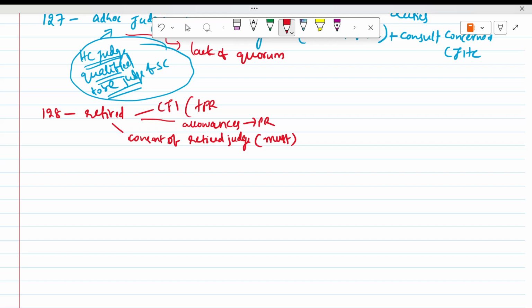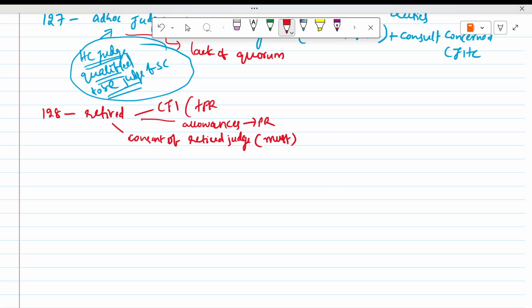Who will decide the allowances for this retired judge? The president will decide the allowances. Allowances means you have to take them out of the consolidated fund. So the president has to give permission. Otherwise, no, you cannot take. That is Article 128: attendance of retired judges at sittings of the Supreme Court.